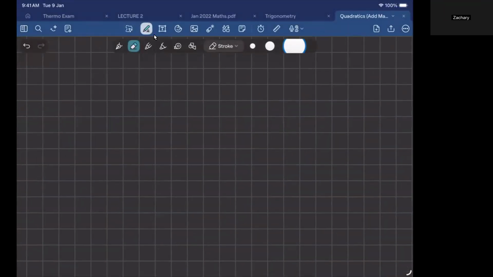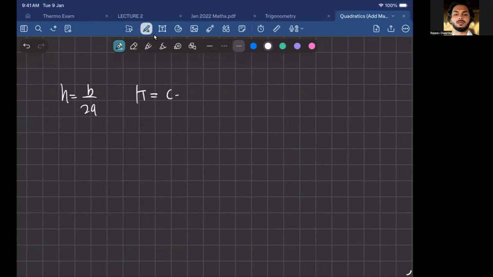Okay. What's the formula for H? B over 2A. All right. What's the formula for K? C take away B squared over 4A. What's the other formula for K? 4AC take away B squared over 4A.